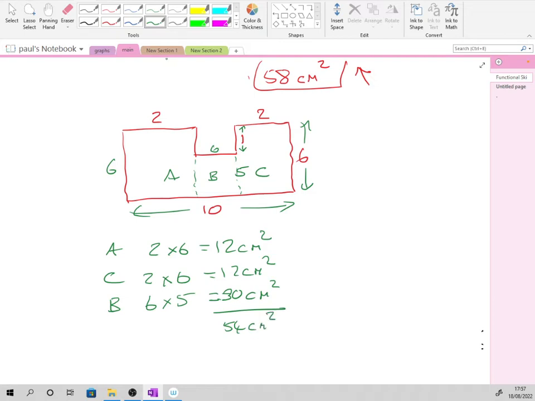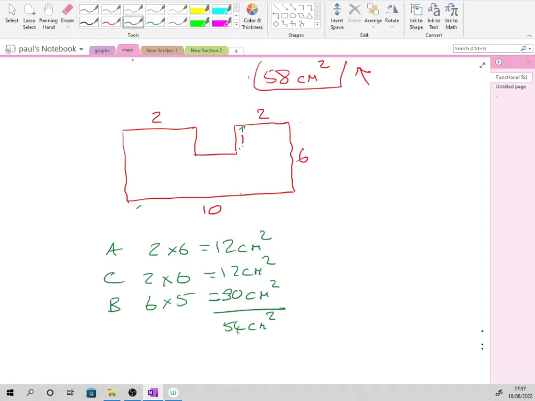Bit of a long way round. Is there a better way? Yes, there is. Let's go back to where we were and get rid of all these bits.